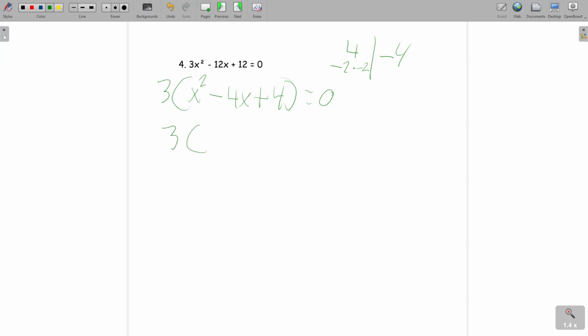So we'll rewrite this as 3 times x minus 2 times x minus 2 equals 0. These two are the same ones, so really, we can write it like this: 3 times x minus 2 squared, right, equals 0. And so now we go, okay, well, what do we need to solve this, right? Same thing. What would need to be inside here to make this 0, right? Just 2. Our answer is x equals 2.